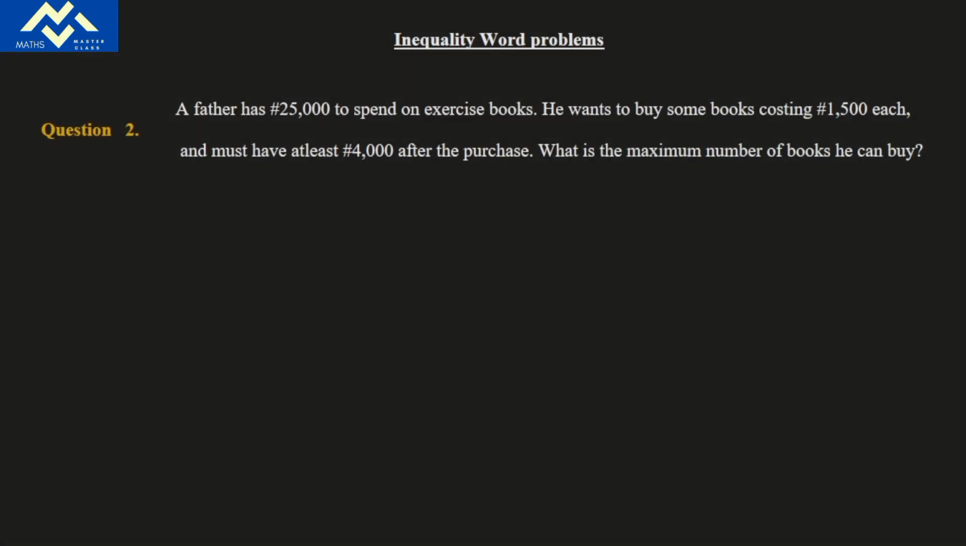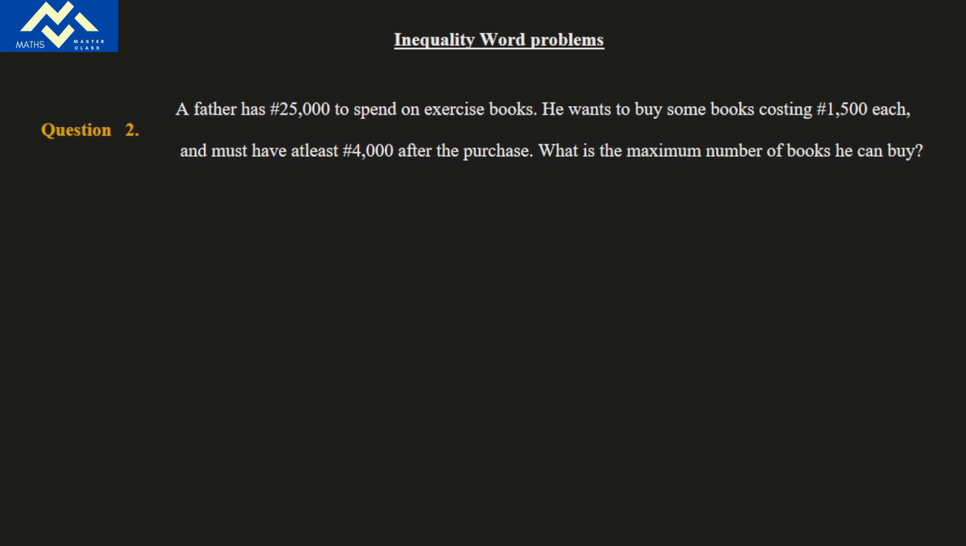Question 2. A father has 25,000 naira to spend on exercise books. He wants to buy some books costing 1,500 naira each, and must have at least 4,000 naira left after the purchase. What is the maximum number of books he can buy? Now let's look at this carefully. Remember the process we are using. First, we read the question carefully to identify the information given. Then, we identify what the question wants us to find. Next, we translate the information into an inequality. Then, we solve the inequality, and finally, we check our answer.